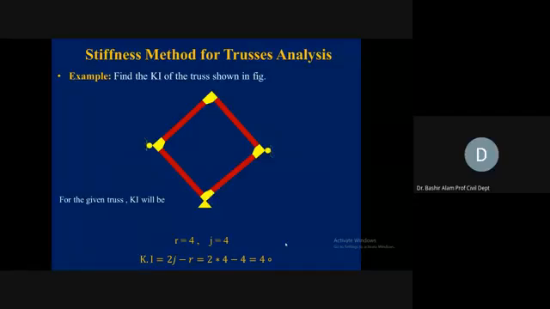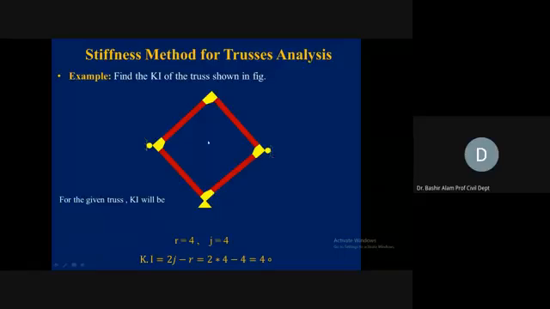Now another structure is shown. Find the kinematic indeterminacy of the structure shown. At the left side, a roller support is given. At the bottom, a hinge support, and then at the right side, a roller support is given.